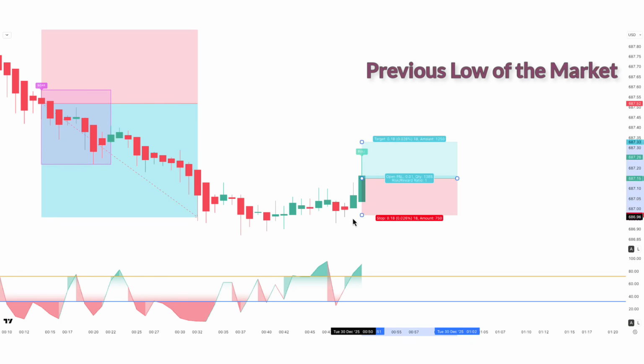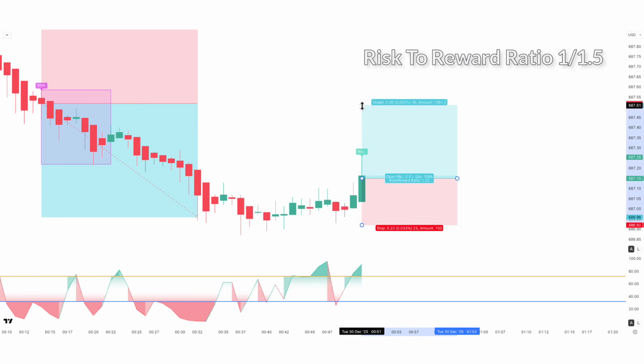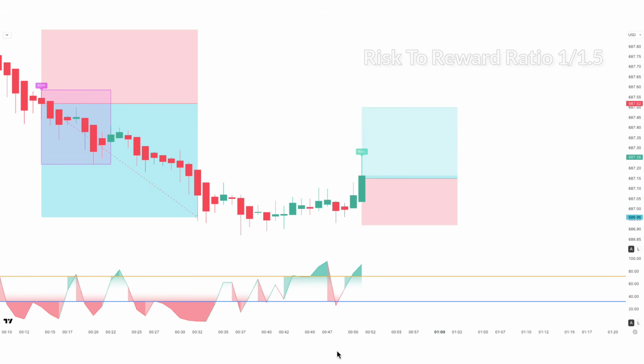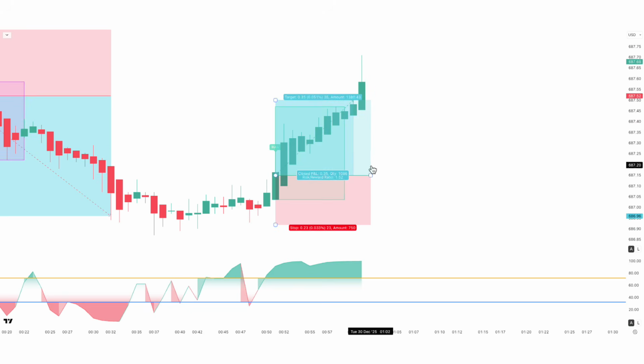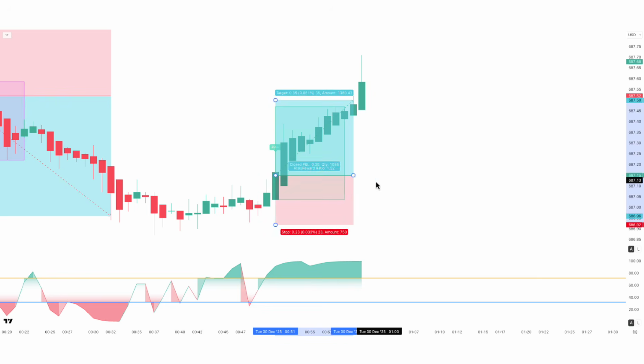Our stop loss is to be placed at the previous low of the market, and the risk to reward ratio will be 1:1.5. Our trade is running in profit. We have won the trade. Let's find the next trade.